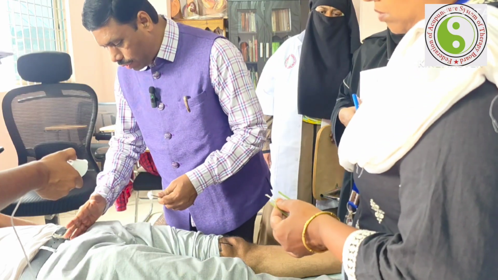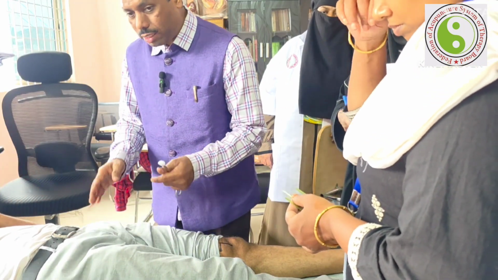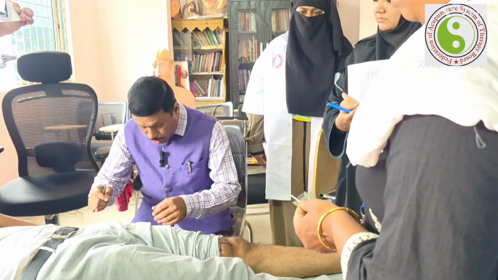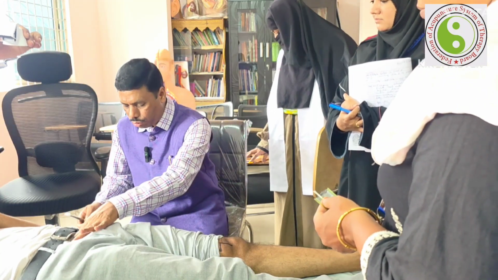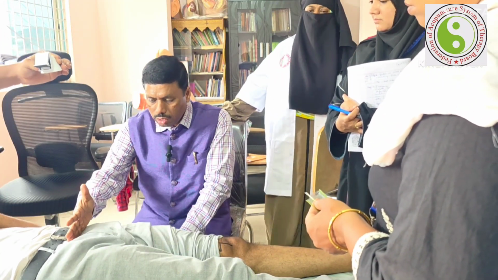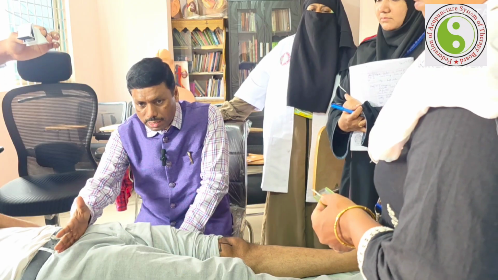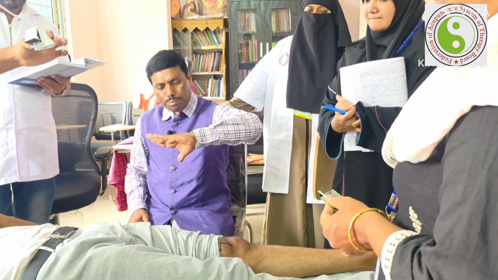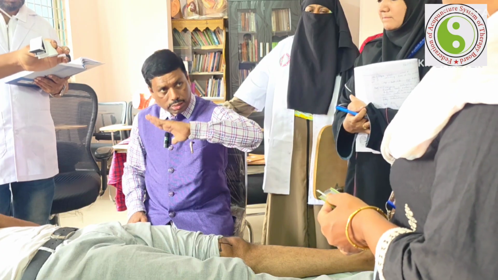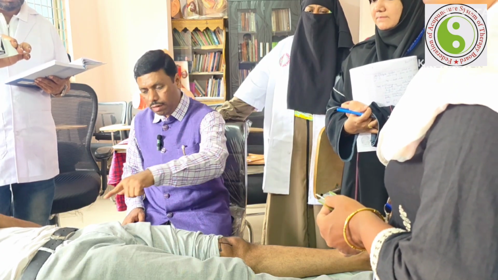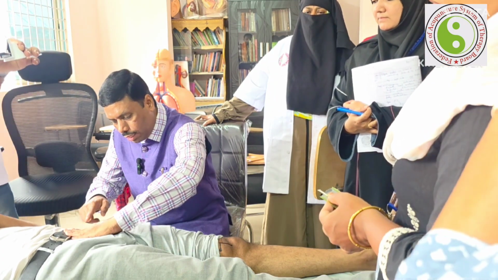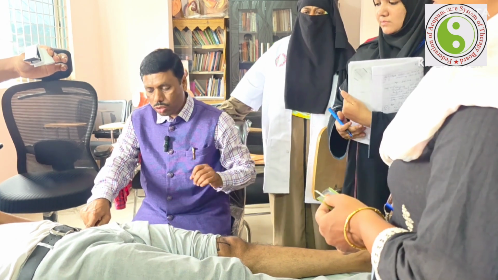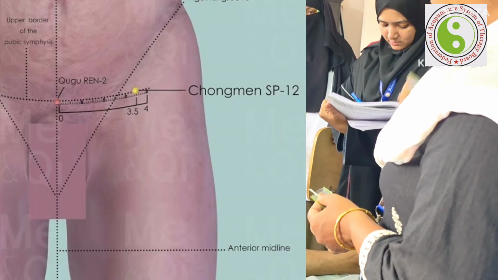Now this is the pubic symphysis here. Please try to see. This is a very important location, but it is a vulnerable region, but still I'll try to show you. So this is the pubic symphysis region where the hairline is. From here, 3.5 Chun lateral from the pubic hairline, this point is known as Chongmen. Chongmen means Spleen 12.